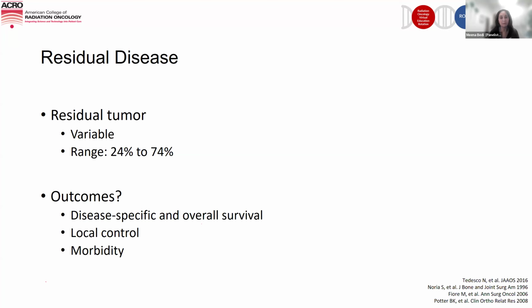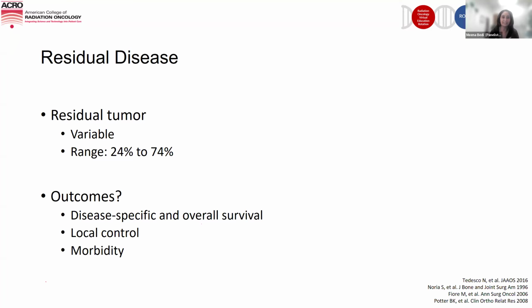will have residual tumor, whether it's microscopic, rarely gross residual disease. Most times it's microscopic. Outcomes, the question is, does that affect disease-specific and overall survival? Does that affect local control? Does that affect morbidity? We talked about local control, morbidity and cost of care all being impacted.